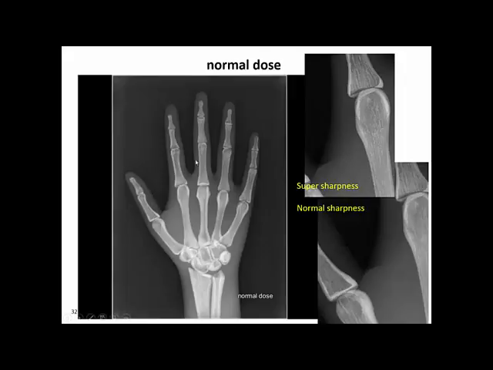You see a hand phantom X-ray with a normal dose. In this case, with normal image processing as we supply it from the factory, giving a normal sharpness, we have a certain noise level and we have a certain detail visibility in terms of sharpness. This is in balance, so a normal dose works very nicely with the normal sharpness of the image.